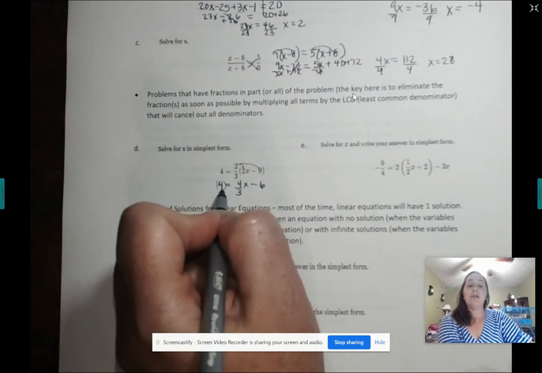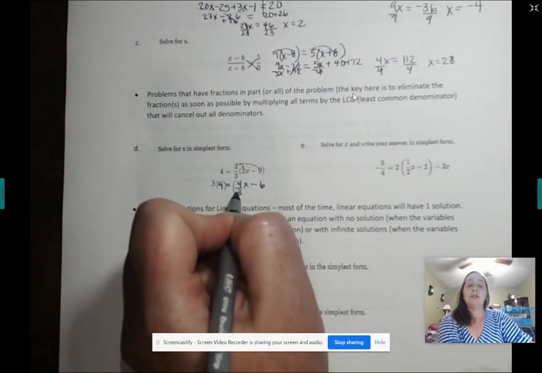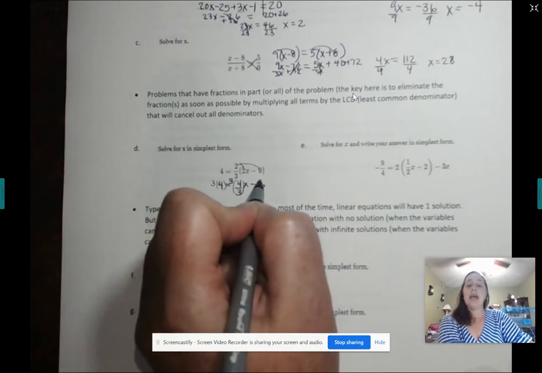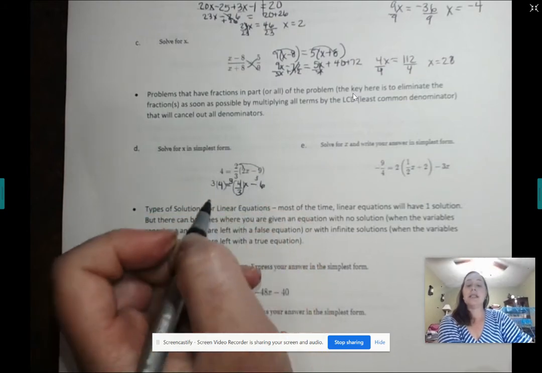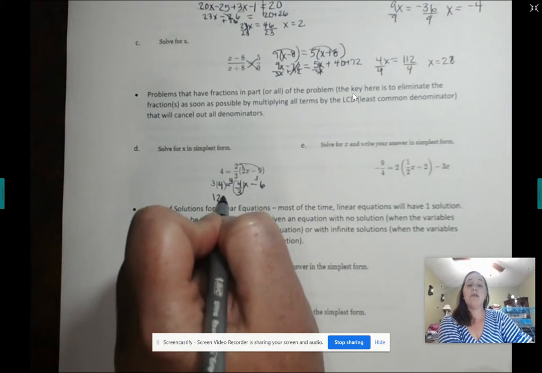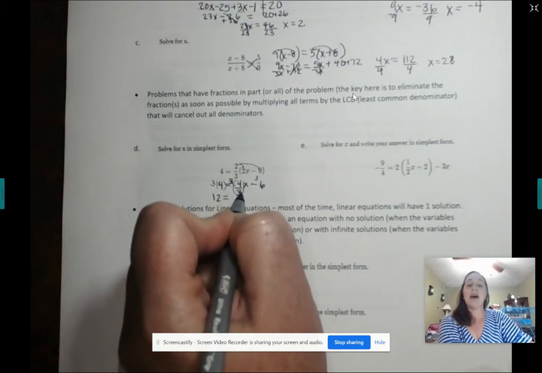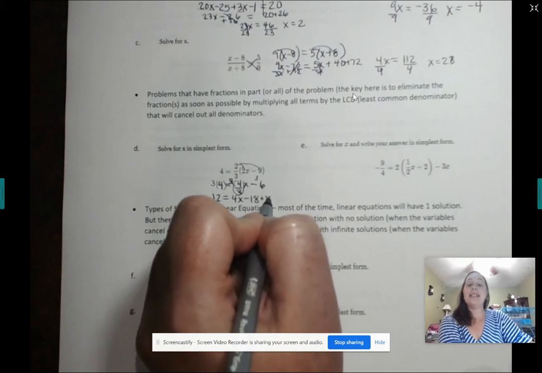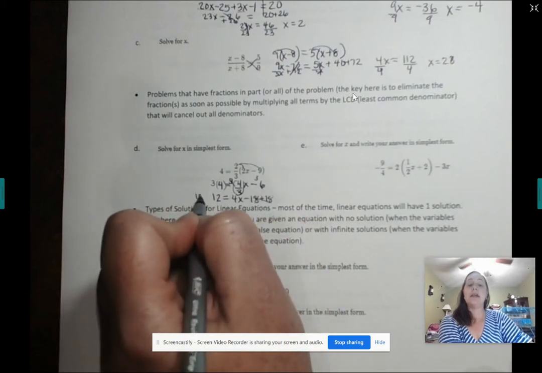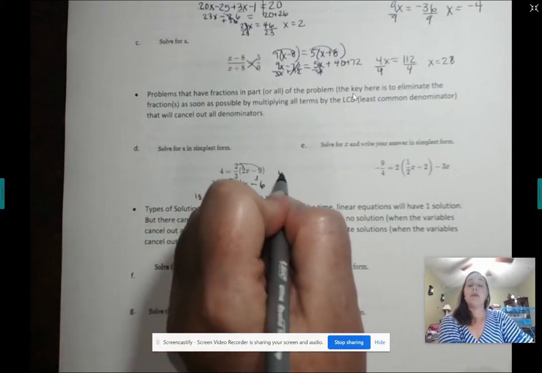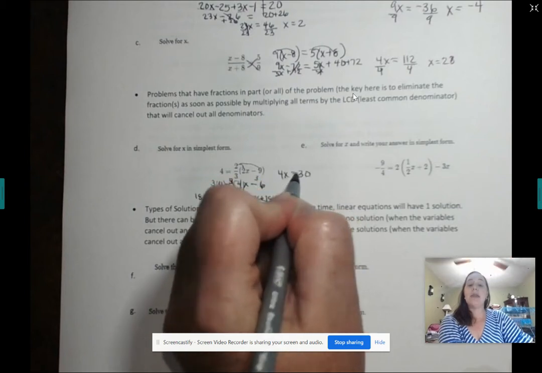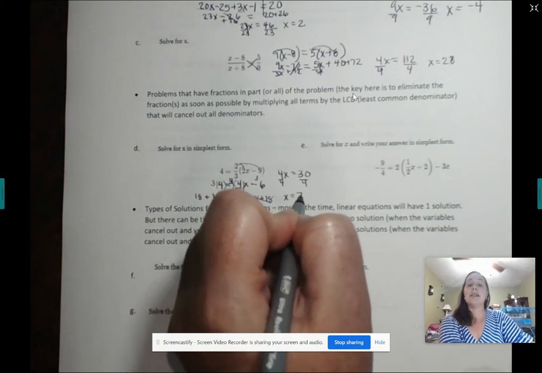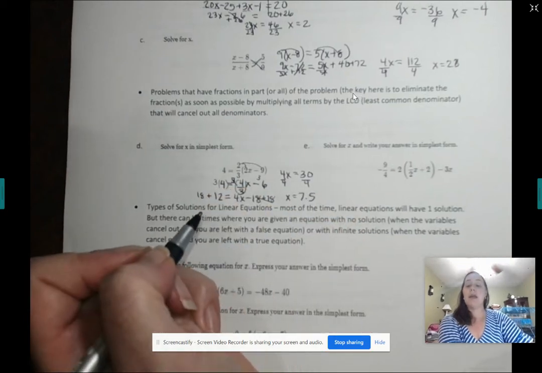So I can multiply 4 times 3. When I multiply 4/3 times 3, it'll cancel out the 3's. And I'll multiply this 6 times 3. So that gives me 12 equals, these 3's cancel out, 4x minus 18. I can add 18 to both sides, and I end up with 4x equals 30. Divide by 4, that will give me a solution of x is 7.5.